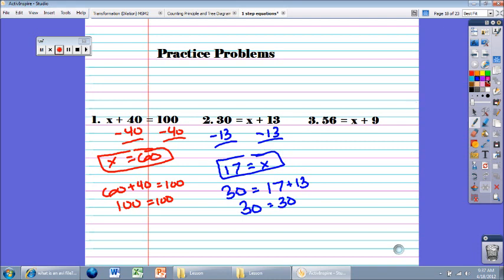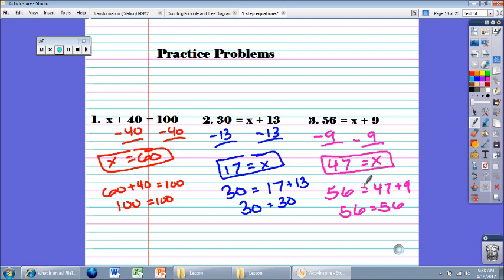And then the last one over here, we'll use pink. We'll go minus 9, minus 9. So 56 minus 9 is going to give me 47. And we're just going to have x left over here because we have the x plus 0, but we don't have to write the plus 0 because that's just the identity property. So plug it back in, make sure it works. 47 plus 9, you can check that in your calculator. So 56 does equal 56, so you know 47 is correct. Alright, so I hope you did good on that.